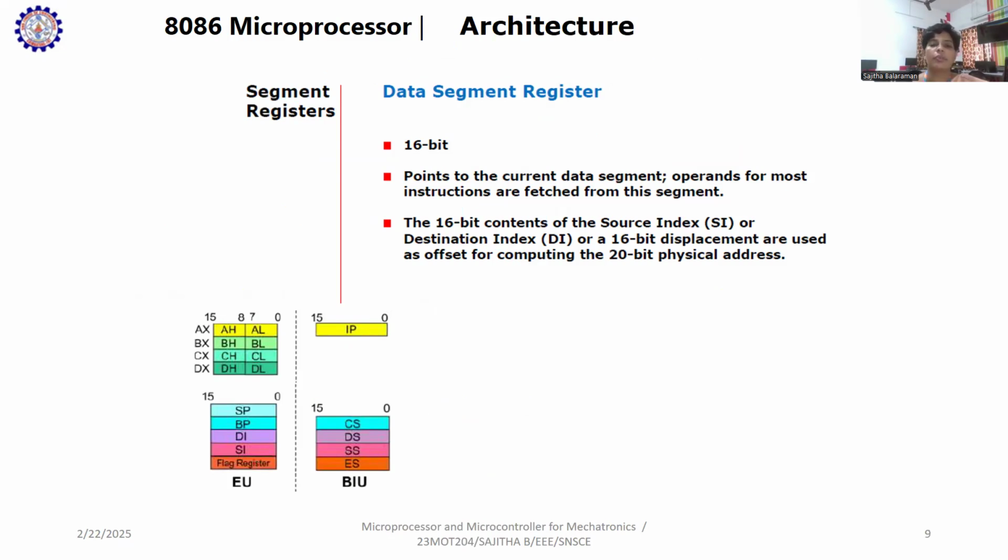The first one was the code segment register, and this is the data segment register. The data segment register is a 16-bit segment register, and this points to the current data segments, and operands for most of the instructions are fetched from this segment. The 16-bit contents of the source index SI or the destination index or the 16-bit displacement are used as offset for computing this 20-bit physical address.